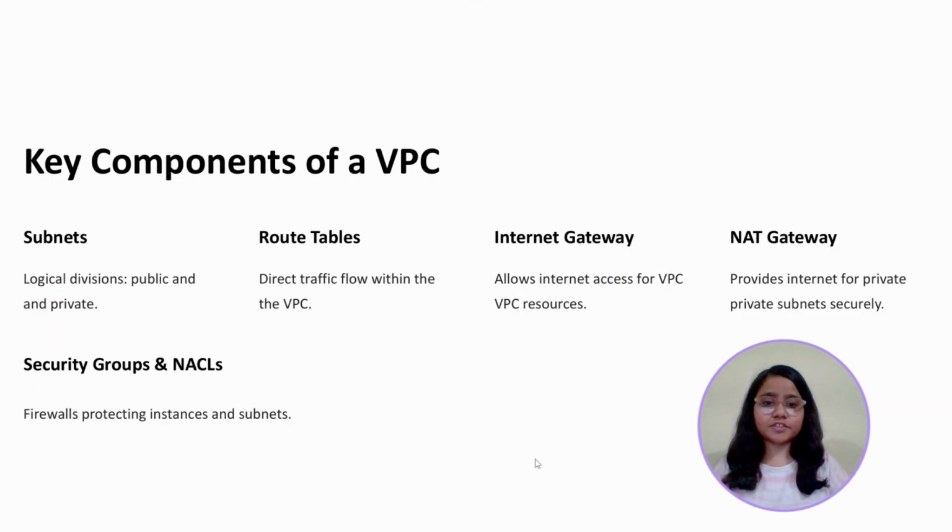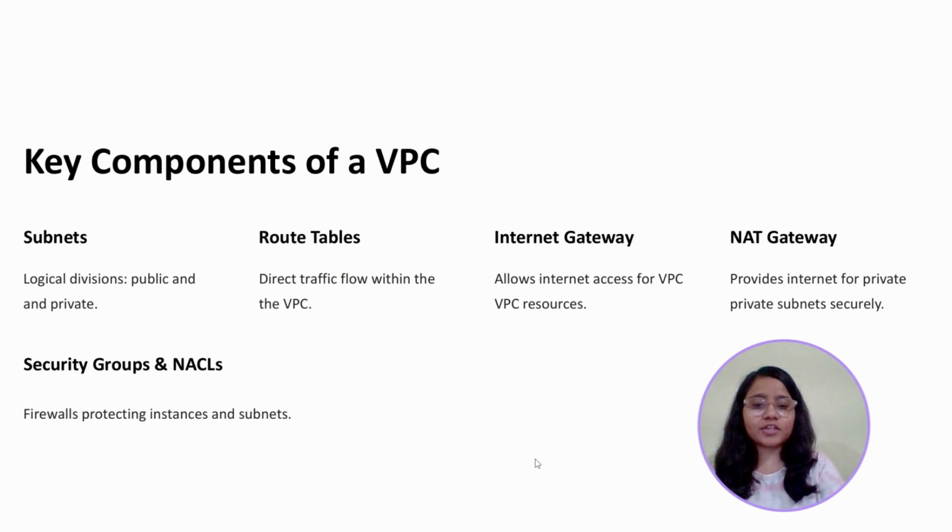Now that we have covered what a VPC is, let's look at the key components that make up a VPC. These are the building blocks that define how your cloud network behaves and how secure and scalable it can be. First one is the subnet. Subnets are segments of your VPC IP address range. They let you group and organize resources logically, like EC2 instances, databases, and load balancers. Each subnet resides in a single availability zone, helping you design for fault tolerance and availability. We will talk about public versus private subnets in the next slide.